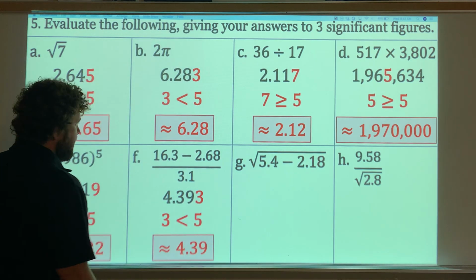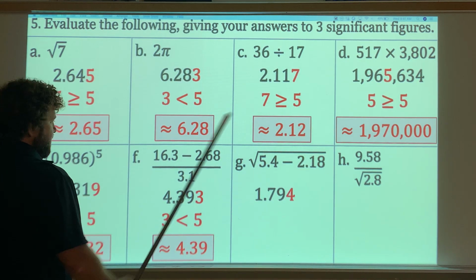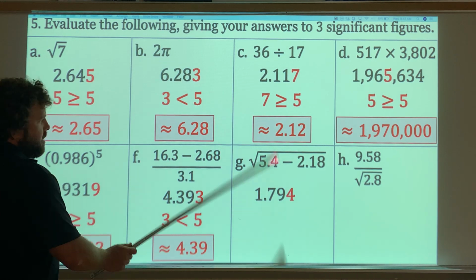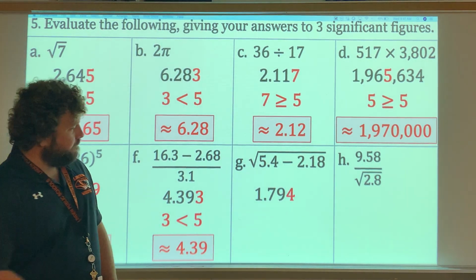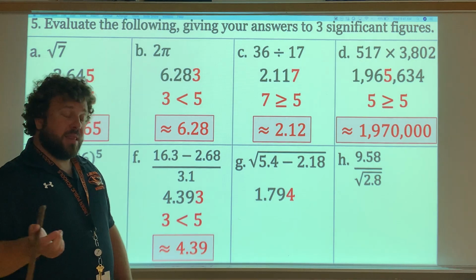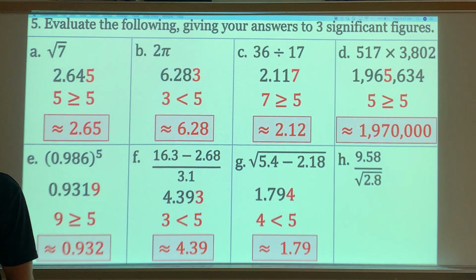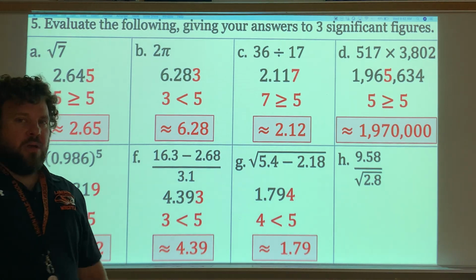5.5 minus 2.18, and then you do the square root of that answer. So it's the square root of 3.22, 1.794. The 4 is less than 5, so 1 and 79 hundredths. Whew.